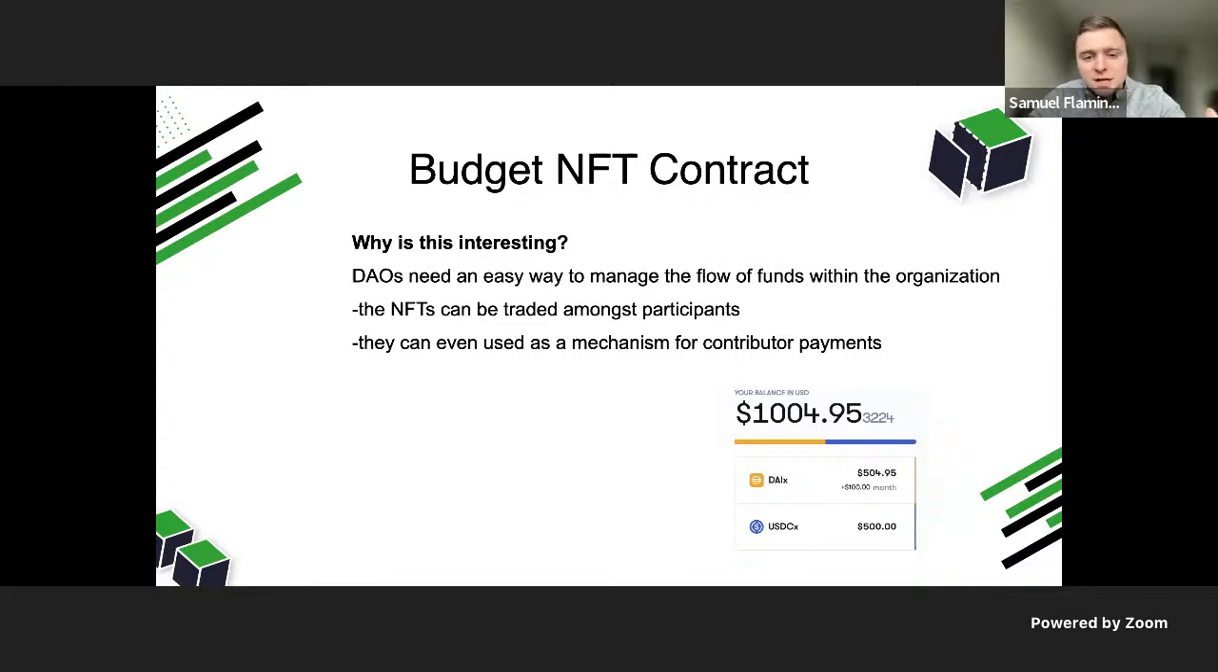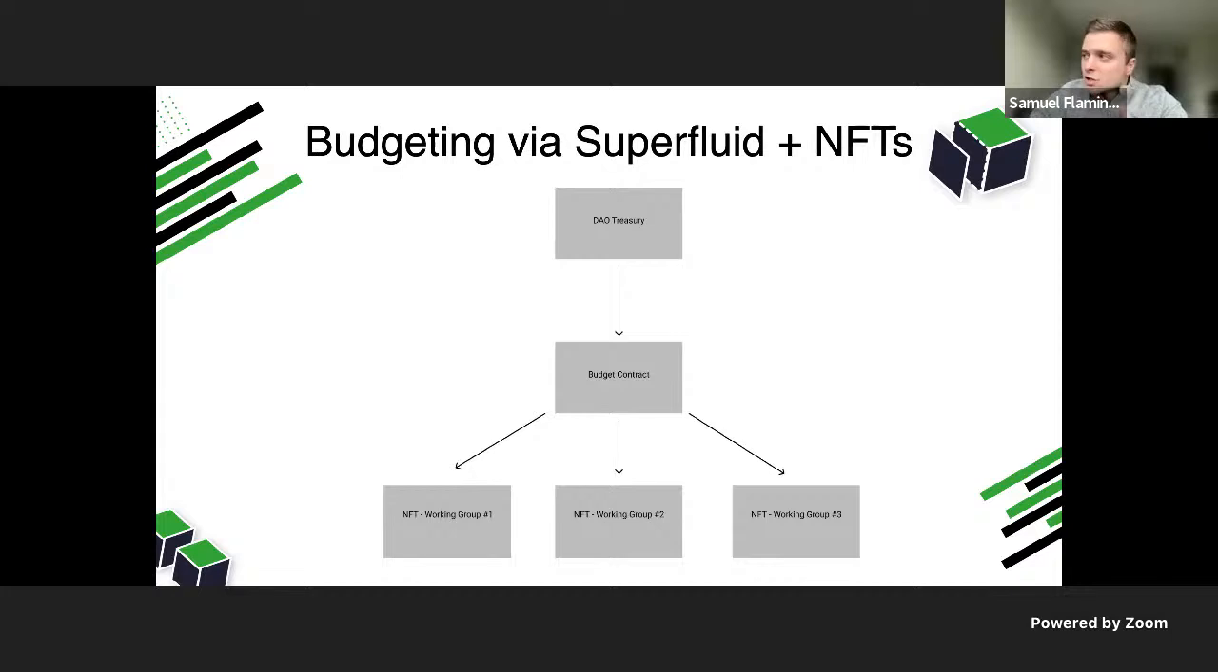So this is interesting because it helps with the management of flows of funds within the organization. And the NFTs can also be traded amongst participants, and you can also split them and merge them back together and do interesting things with it. So the way this actually works in practice is you have this diagram of the DAO treasury, right? They're streaming into the Budget NFT contract, and then you have these NFTs minted.